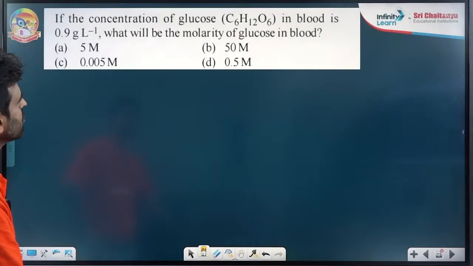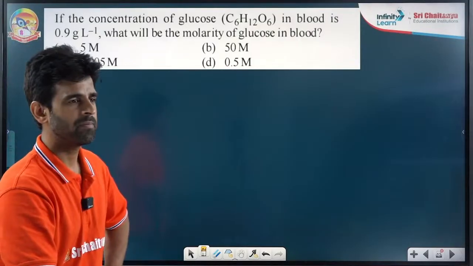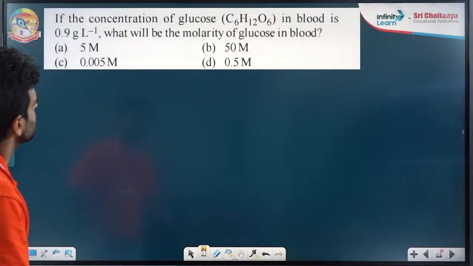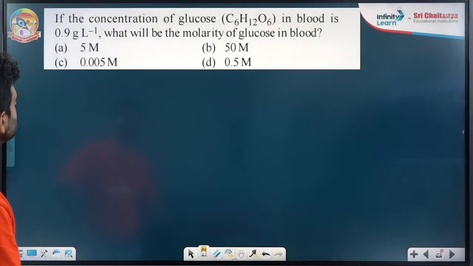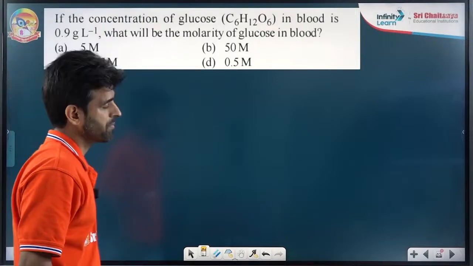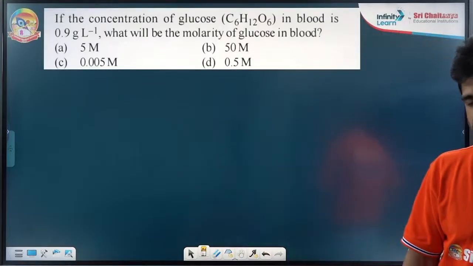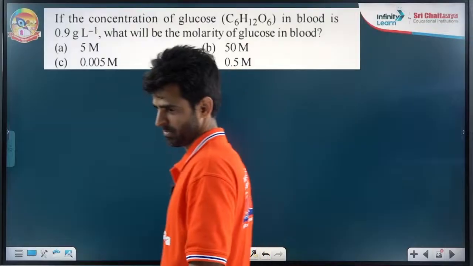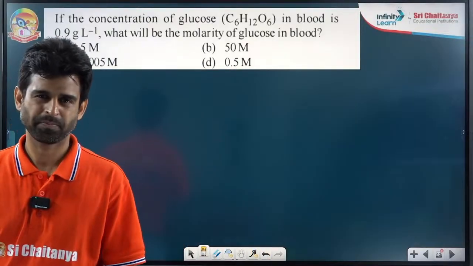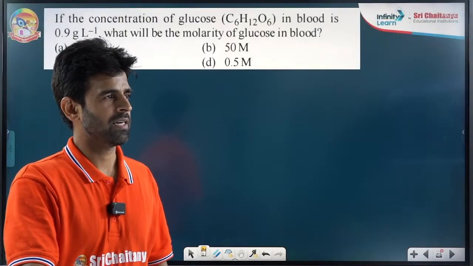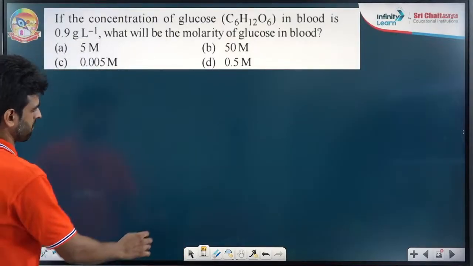If the concentration of glucose in blood is 0.9 gram per liter, what will be the molarity of glucose in the blood? Right? Make it fast. Solve it. The concentration of glucose is given in the blood. You have to find the molarity. Give me the answer very fast.